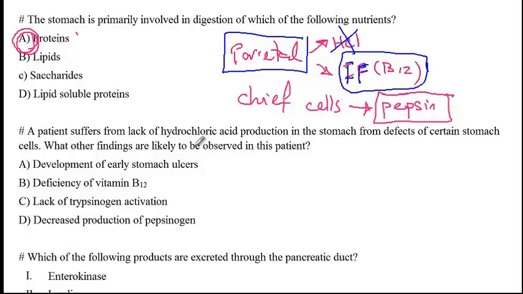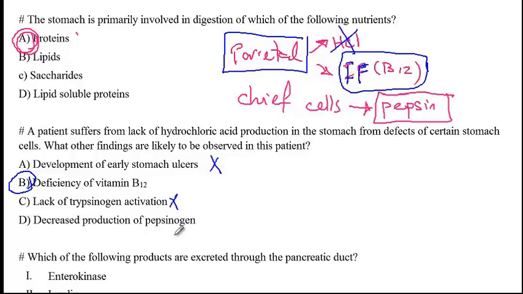So what other findings are likely to be observed in this patient? The answer is deficiency of vitamin B12. Now, other answer choices are development of early stomach ulcers. No, because the mucosa is not being affected. Lack of trypsinogen activation. Well, trypsinogen is being activated by enterokinase that is found in the intestinal epithelial cell. So again, that has nothing to do with a defect in the parietal cells.